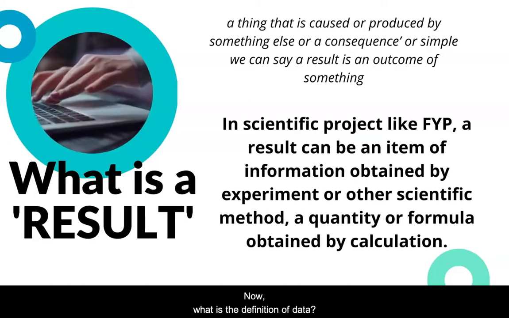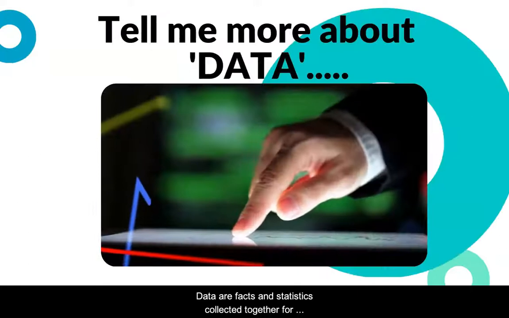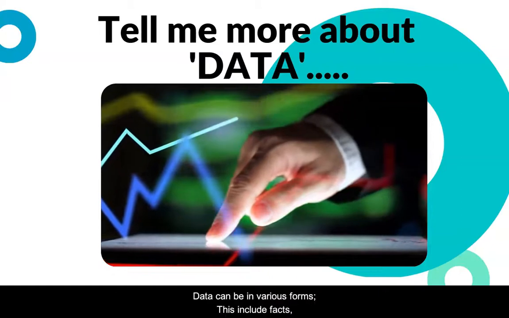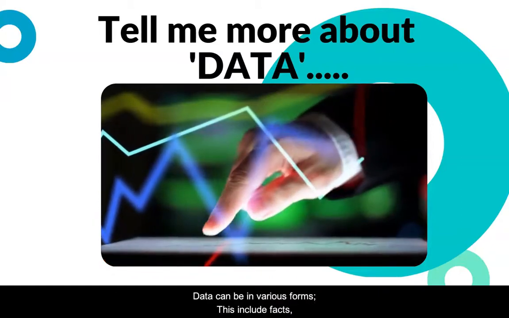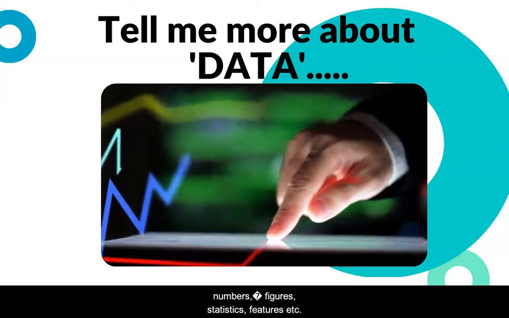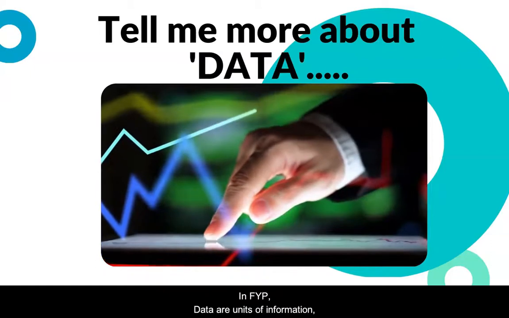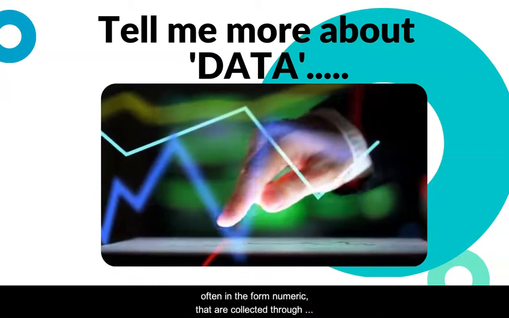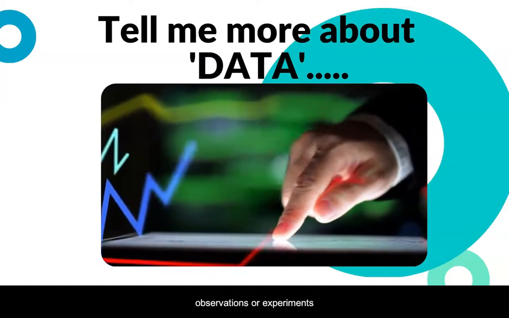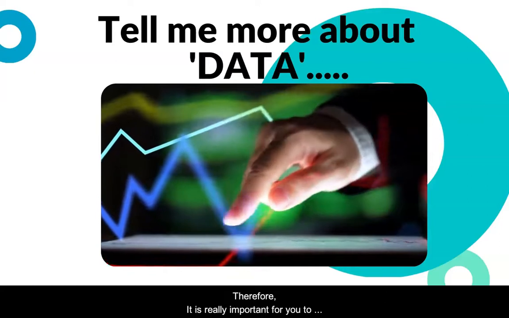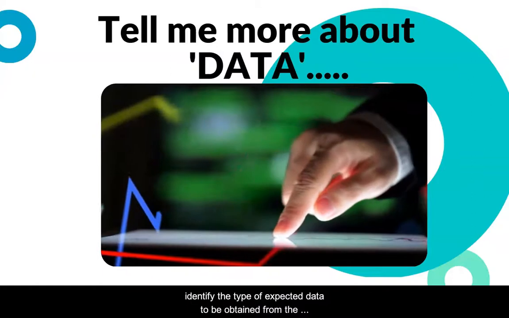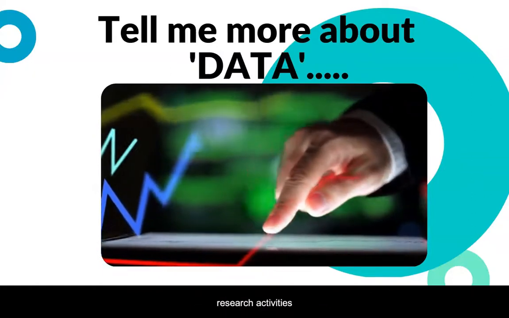Now, what is the definition of data? Data are facts and statistics collected together for reference or analysis. Data can be in various forms. These include facts, numbers, figures, statistics, features, and etc. In FYP, data are units of information, often in the form of numeric, that are collected through observation or experiments. Therefore, it is really important for you to identify the type of expected data to be obtained from your research activity in your FYP work.